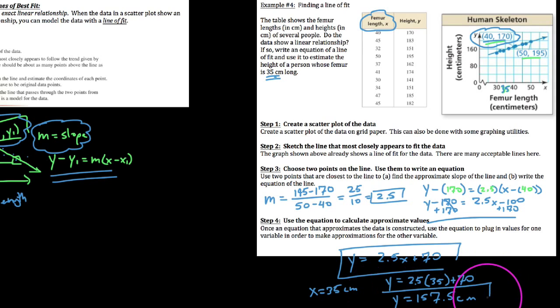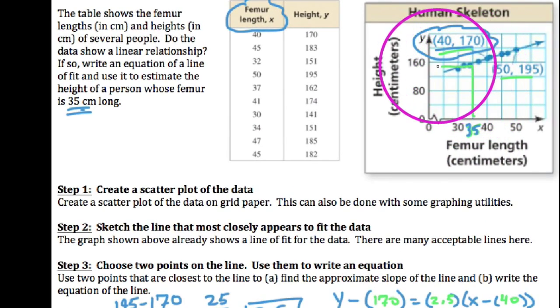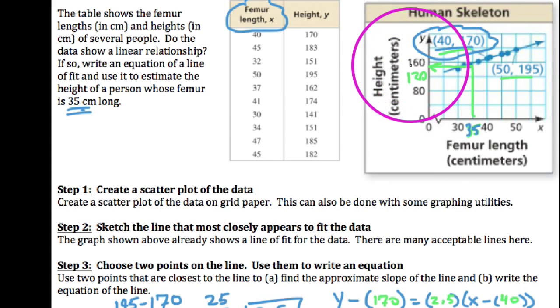And all I want to do is check this reasonability above here. Notice if we had gone up to 35 centimeters and traced it up and over, I would have landed right in here somewhere. If this is 160 and this is 80, this is 120 in between those. So to say it's 157.5, it's really close to 160, this graph only verifies that.